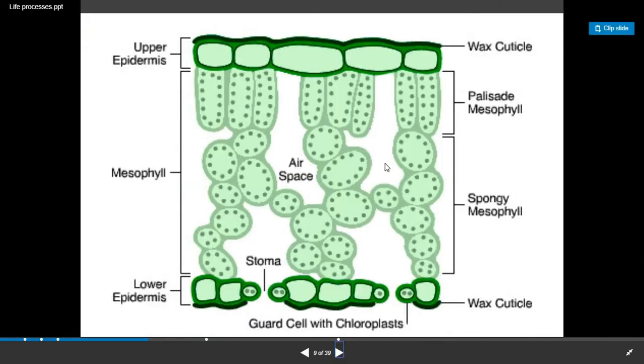Now you can see the guard cell here, with chloroplast present. Here two types of cells are present, that is the palisade mesophyll and the spongy mesophyll. Students please note, palisade mesophyll have elongated cells and spongy mesophyll have spherical cells. Here the air space is present, upper epidermis and lower epidermis. So this is the cross section of the leaf that is shown. Upper epidermis is the upper part, and lower epidermis is the back portion of the leaf.